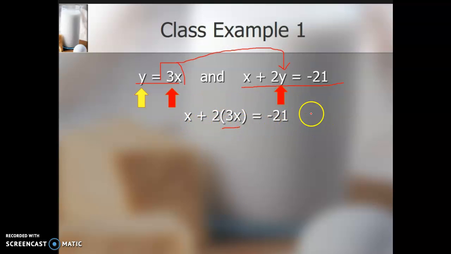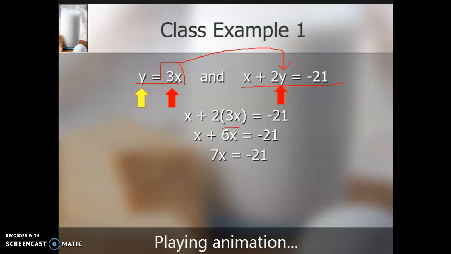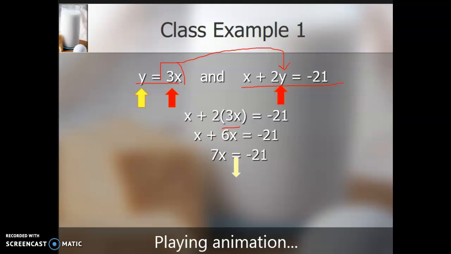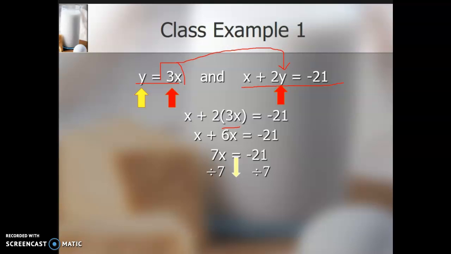Again, you can put that in Desmos and it'll give you what x is. Or you need to know how to solve an equation, so let's review it. 2 times 3x is 6x. So x plus 6x equals negative 21. Combine your like terms. You have x plus 6x is 7x. X is being multiplied by 7, so the inverse is divide by 7 on both sides. And you're going to get x equals negative 3.